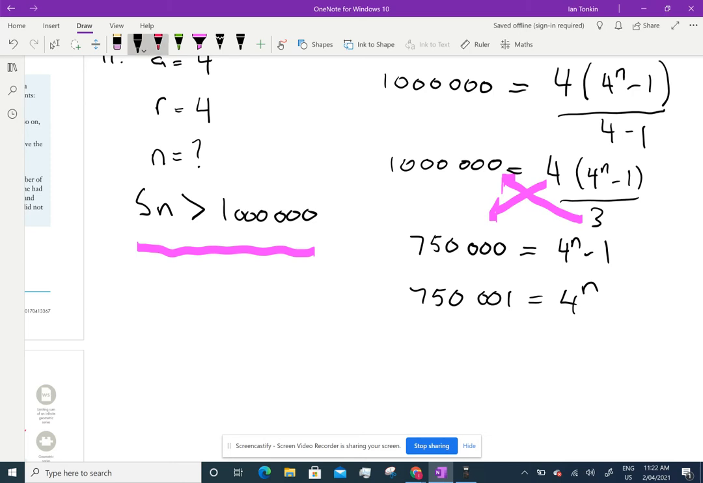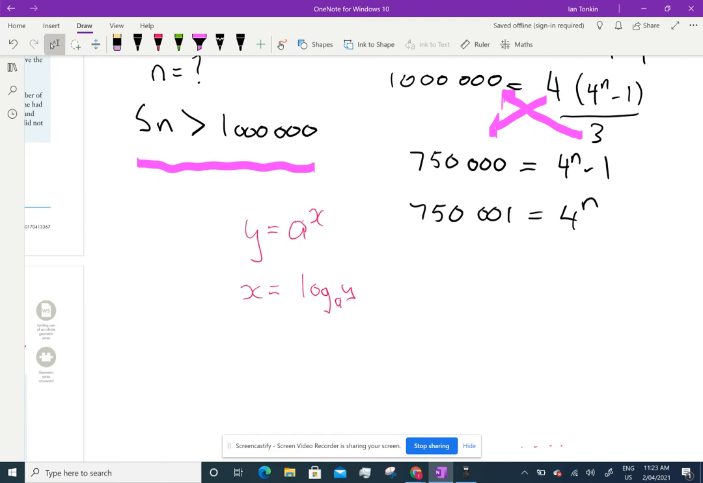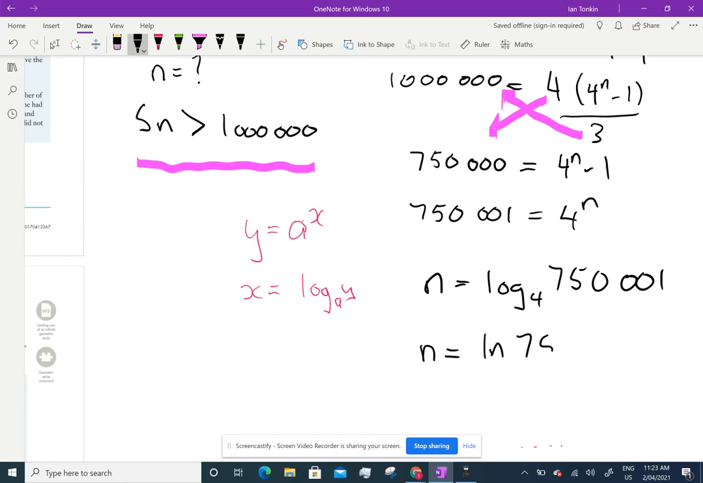So what am I going to use now? I'm going to use this, y equals a to the x, and x equals log to the base a of y. So I'm going to change the base. Now, other classes and other books will tell you to take the log of both sides. You can do that. And in most cases, it's probably much easier. So I might do that in a minute after I do this one. So I'm going to get n equals log base 4 of 750,001. And then I decide what log I want to use because I can use any log base. I'm going to take ln 750,001 over ln of 4.